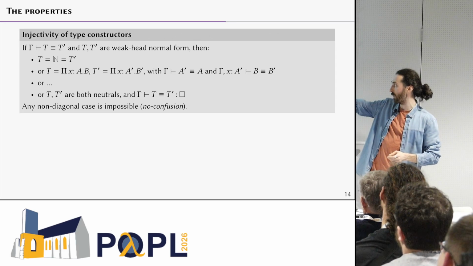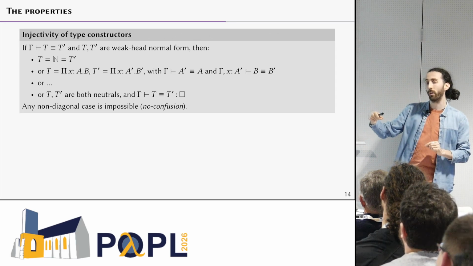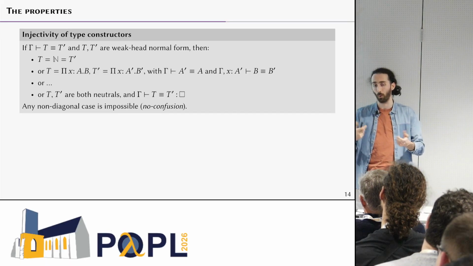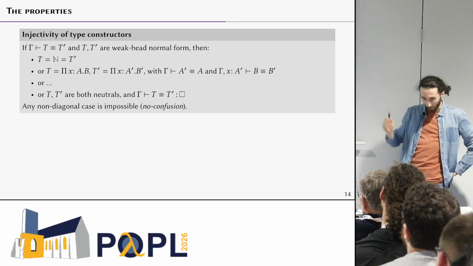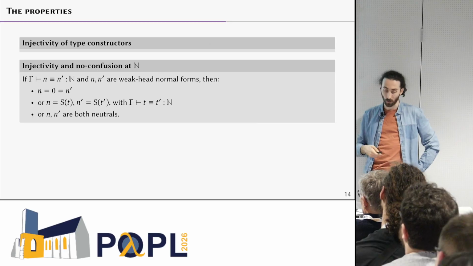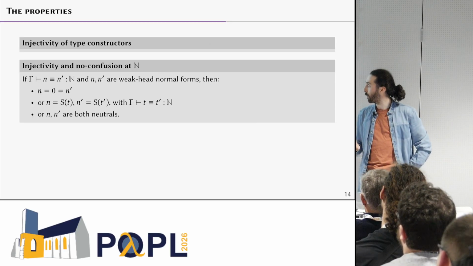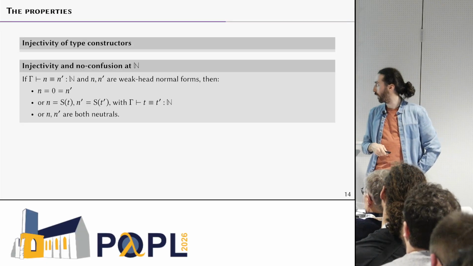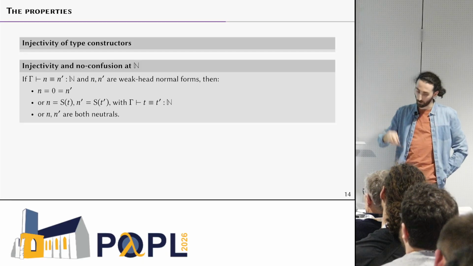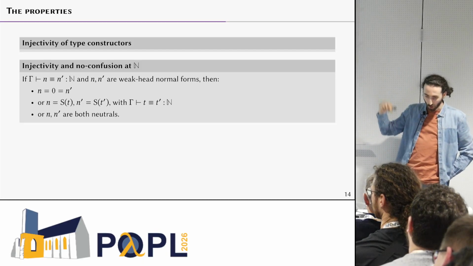And this is exhaustive, meaning that any non-diagonal case is impossible. So it's not possible to have nat convertible to pi, for instance. And that's also very important. So that's the type constructor one. You have the same one for nat. So if you have two weak head normal forms of type nat, then they're both either zero, both successor, or both neutrals. Kind of the same sort of trichotomy, and so on and so forth for all the other types in your language.